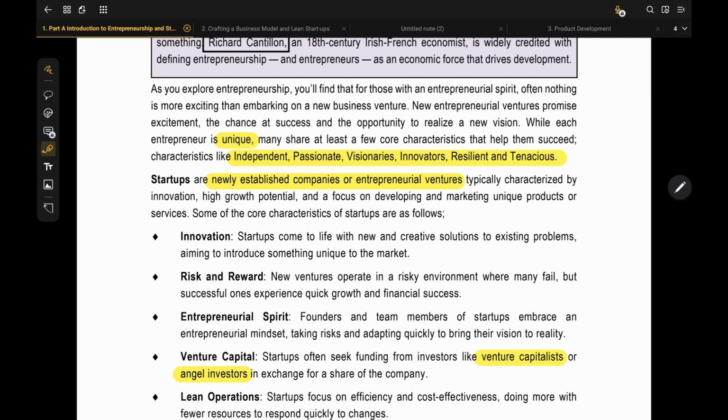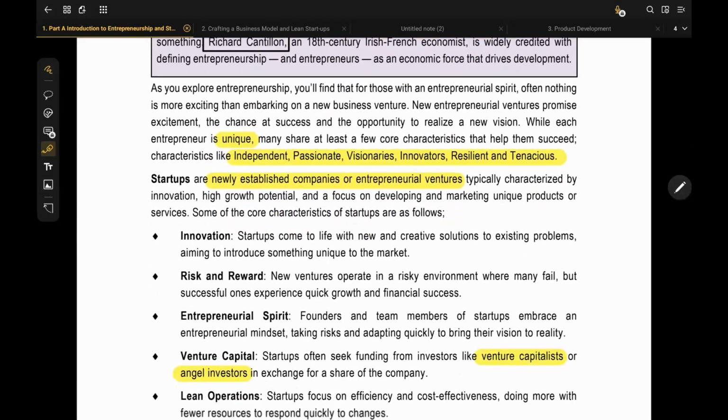Passionate, they should do it out of passion. Visionaries, they should foresee the future and do things accordingly. Innovators. Resilient means getting out of troubles easily. For example, if an entrepreneur does a business and it ends in failure, he should be able to get back up and restart the business, or do a new business. He should not be demotivated by the failure and stay like that. He should get back up immediately and do other things also. That is called resilience. Now he is facing the failure, but he is getting back up quickly. That is the feature. And then tenacious, he should be aggressive towards the business.